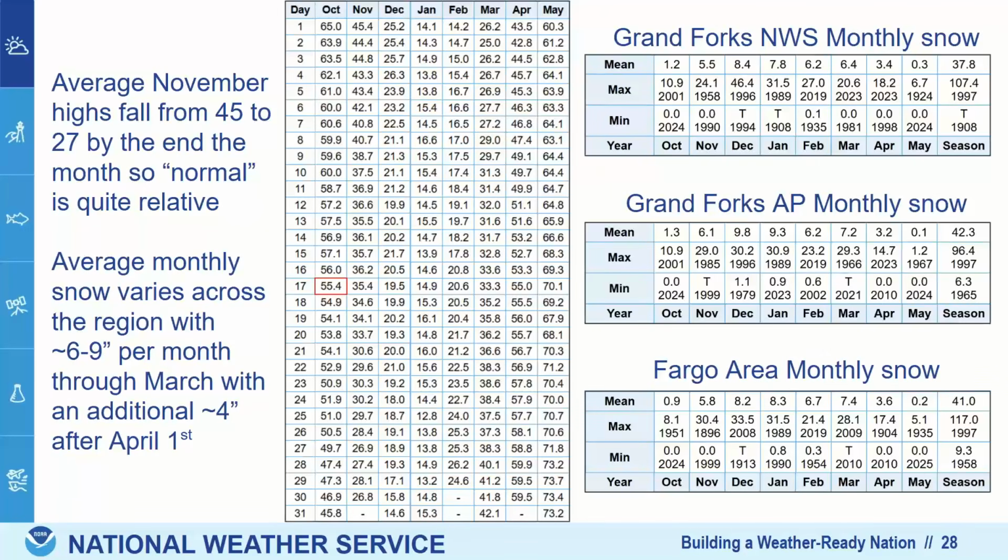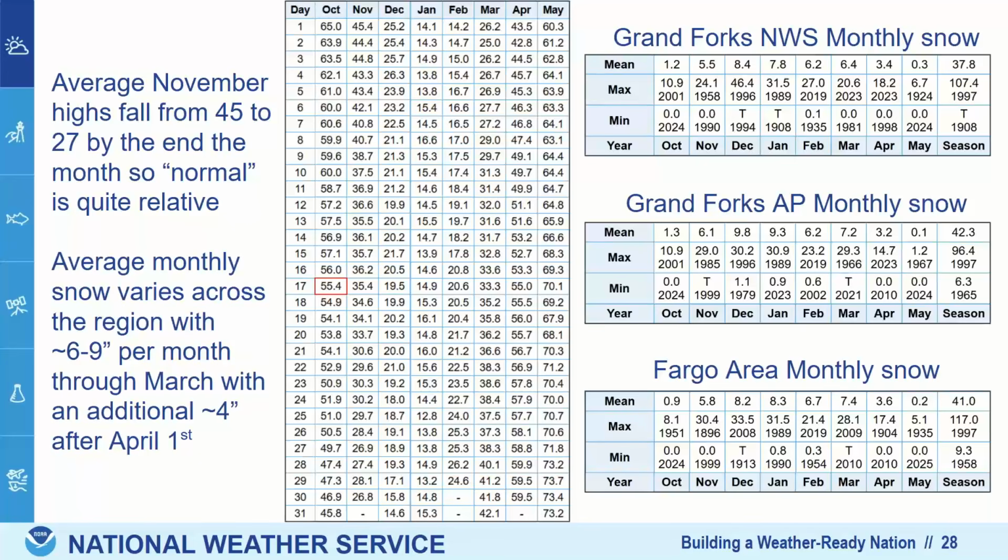So looking at what does normal actually look like? Well, we can see starting in the month of November 1st, we have average high temps around 45, but by the end of the month, we're dropping all the way to 27. So you might think, wow, 55 degrees is pretty above normal on November 1st. If we got to November 30th and it was 55, we'd probably be looking somewhat close to record high temps. So there is quite a variance in what above normal or below normal means across these transition swing periods.